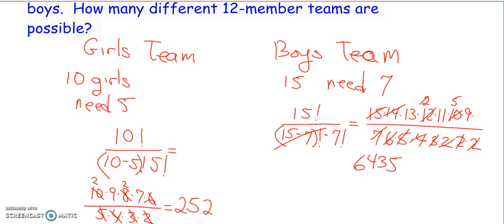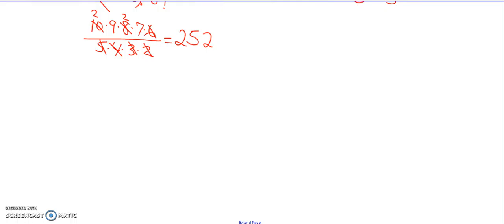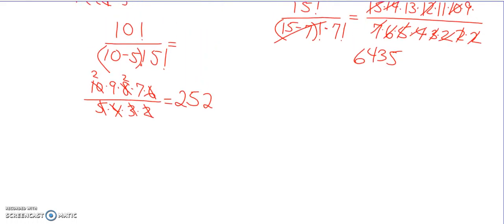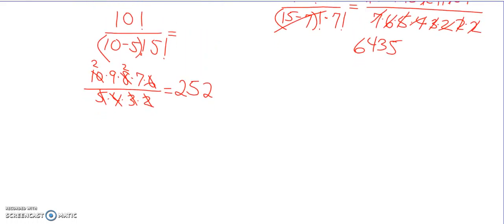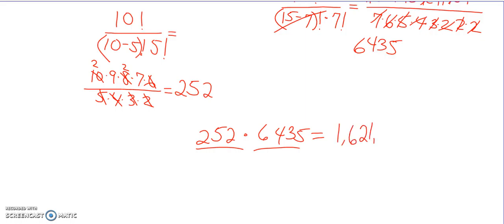So this goes back to the very first rule of the day. If I have 252 possible different girls teams, and I have 6,435 different boys teams, I have really 2 events taking place. How many total different teams could I get? I'm going to take that 6,435 and I'm going to multiply it by 252. And I'm going to have 1,621,620 different teams.